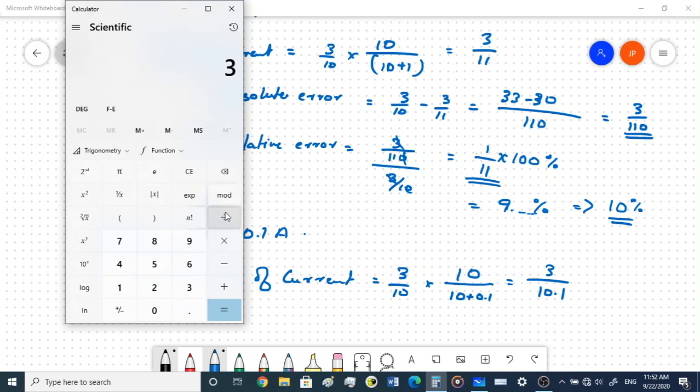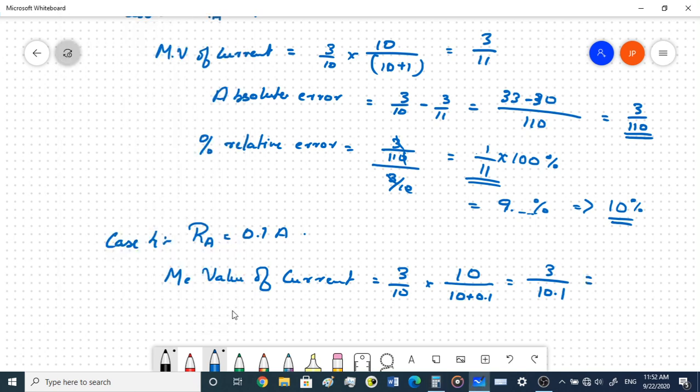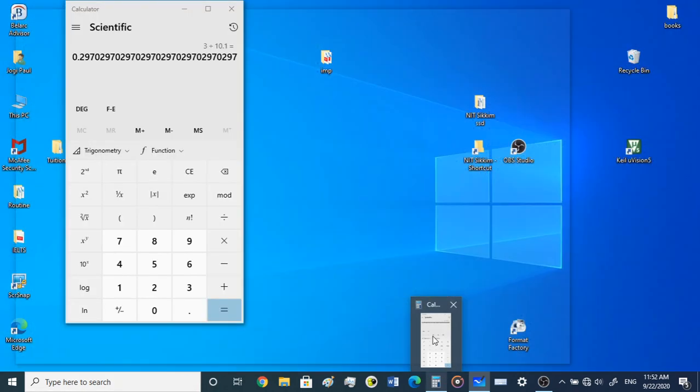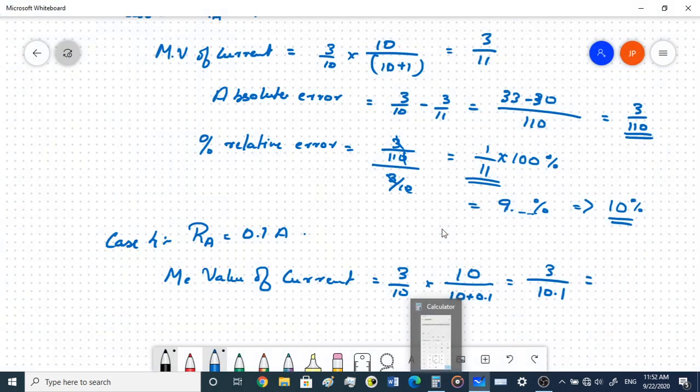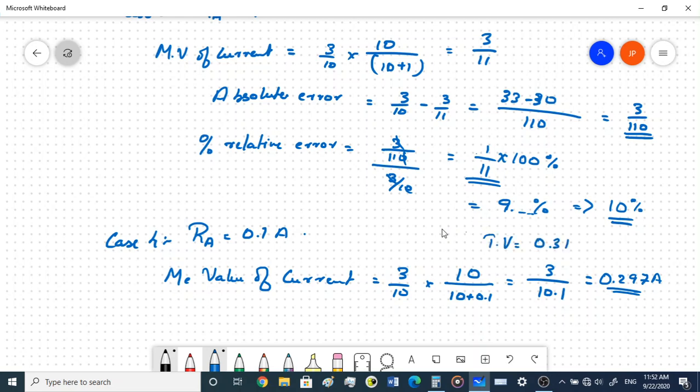So 3 divided by 10.1, we'll get this value as 0.297, yes, 0.297 amperes, but the true value was 3 by 10. The true value was 3 by 10, which is 0.3 amperes. Very close. This is very close.